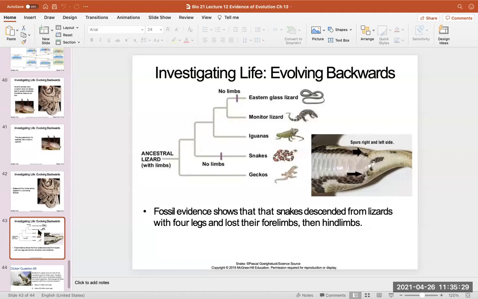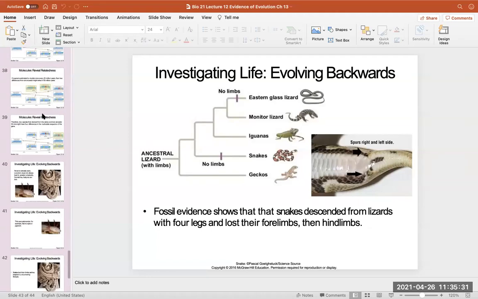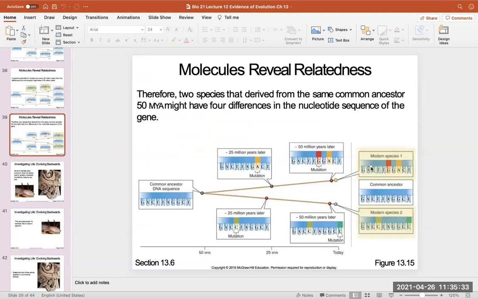And last thing I want to say, these two species, they can't mate with each other now. They are different species. There's no gene exchange happening. They each have a different gene pool.